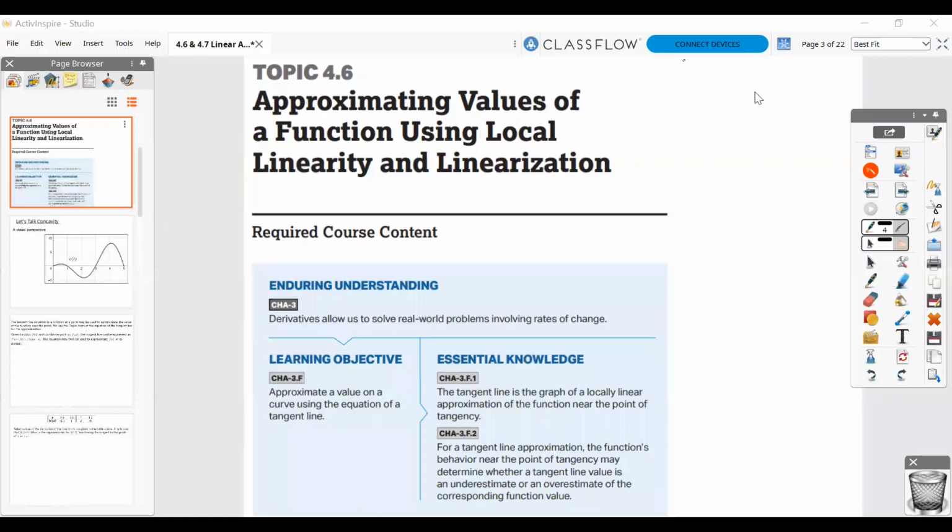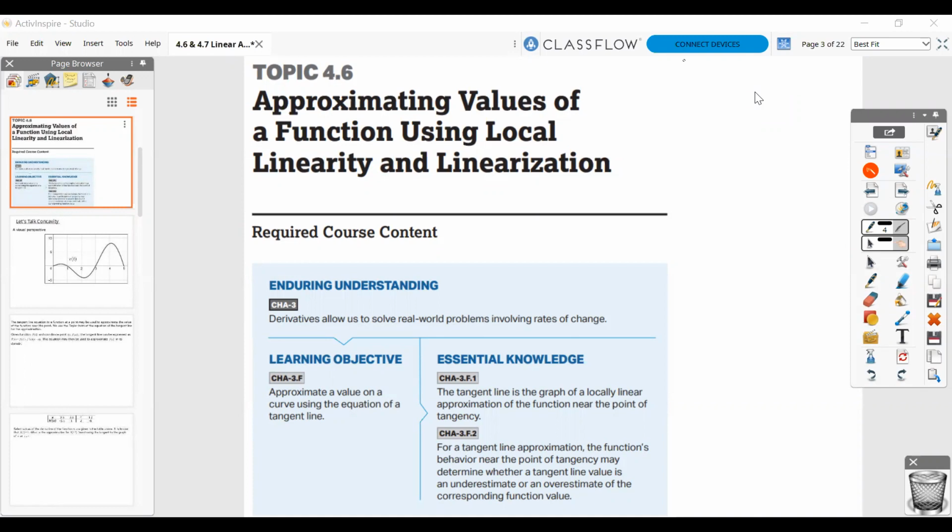Hello, and today we're talking 4.6, which is approximating values of a function using local linearity and linearization. What an exciting title. What we're essentially going to do is find the derivative of our position function, or sometimes we're even given the derivative of our position function, and we're going to make a tangent line from that. Once we have that tangent line, we're going to approximate a local value, meaning a value nearby, right?